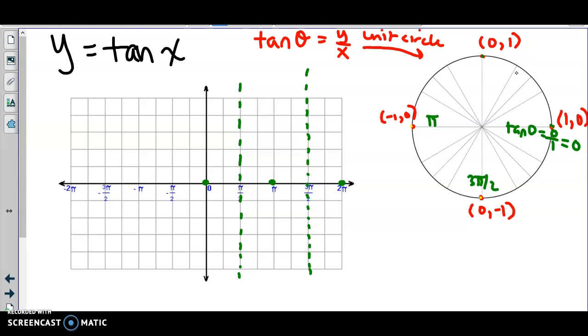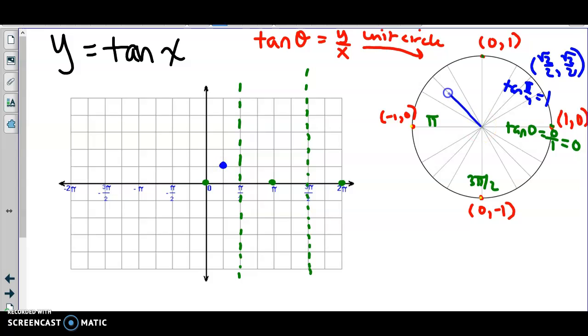If you said pi over 4, you are correct. Pi over 4 is root 2 over 2, root 2 over 2. So y divided by x, they're the same number. So tangent of pi over 4 is 1. So pi over 4 is halfway between 0 and pi over 2, so positive 1.